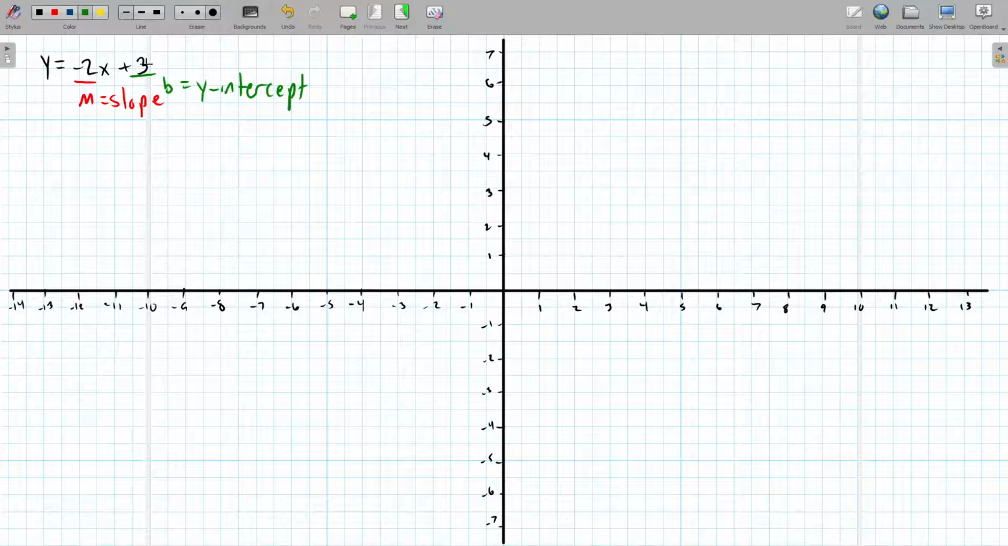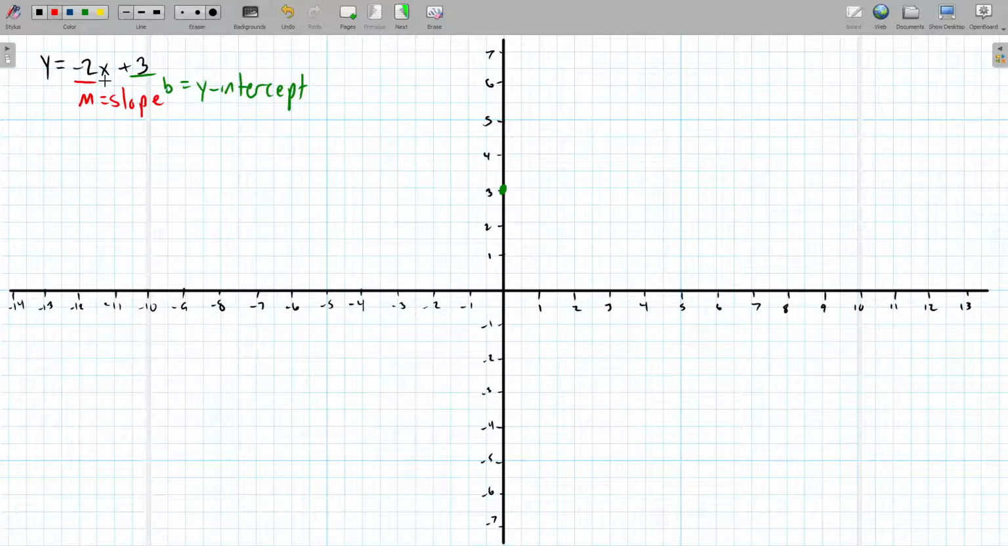So we're going to start with the y-intercept. The y-intercept is where the graph crosses the y-axis, being the vertical axis. So when we have this b of positive 3, our y-intercept is positive 3, that gives us our first point right here on the y-axis at positive 3.